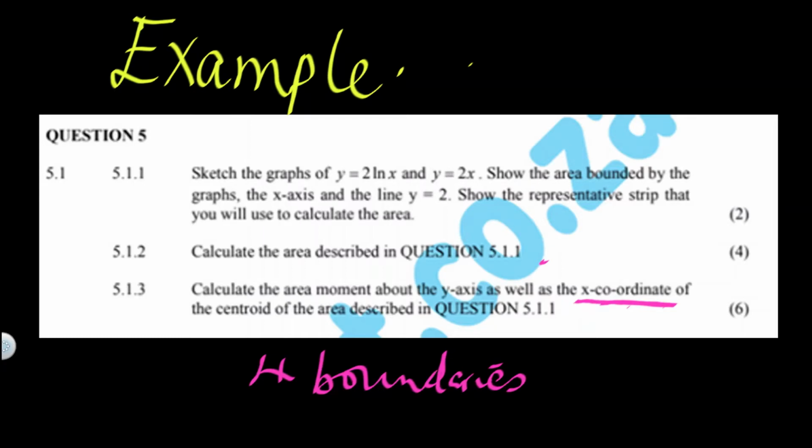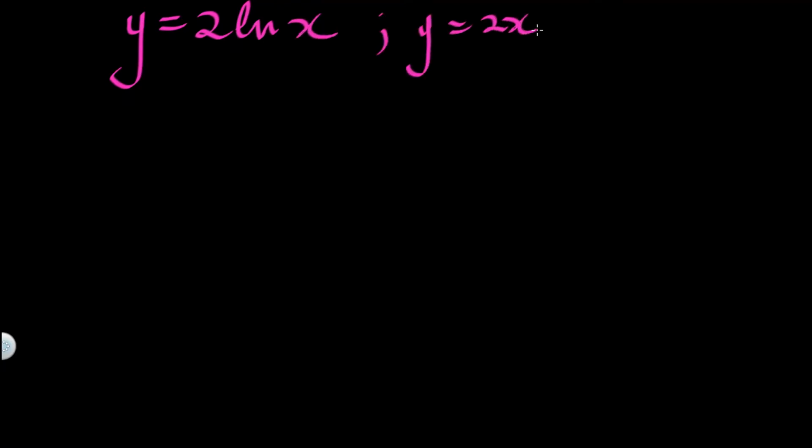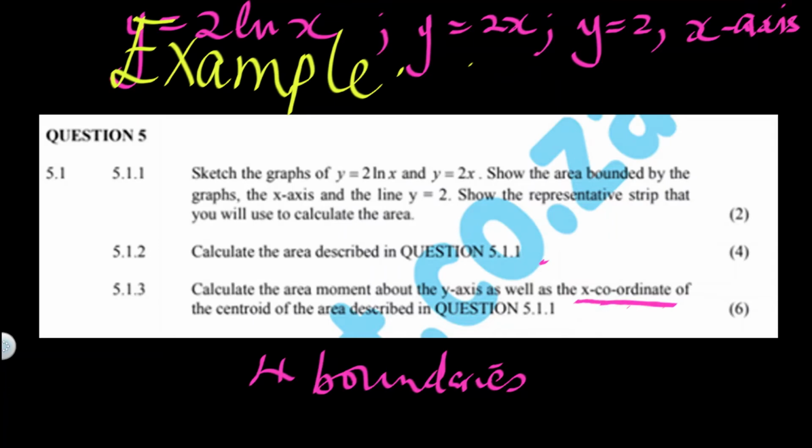So we have 4 boundaries, as I said. Let's come here and do the sketch. We have y equals 2 ln x, then y equals 2x, then y equals 2 and the x-axis. We are going to sketch our area bounded by all these. Let me confirm this, I might have made a mistake. All right, so we have y equals 2 ln x, y equals 2x, y equals 2 and the x-axis. This is what we are looking for.